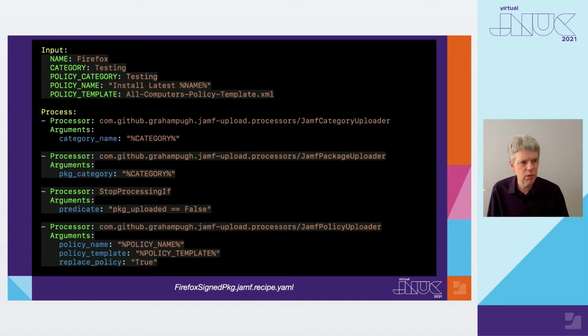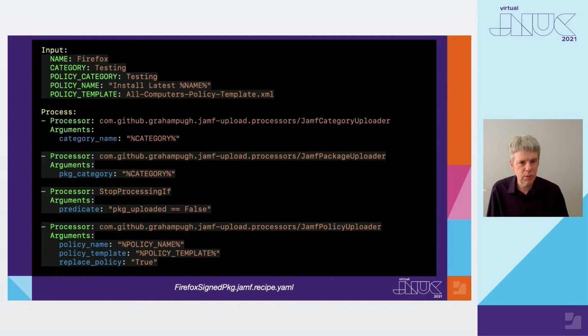Here's what the input and process sections of the recipe look like. We add input variables related to the policy we are creating, including the name of the policy template. Just as with the previous recipe, we upload category and package information with the first two processors. Next is StopProcessingIf. That is a core AutoPkg processor which checks if a particular event happened or not in the previous processor and stops the recipe from proceeding if the predicate matches.